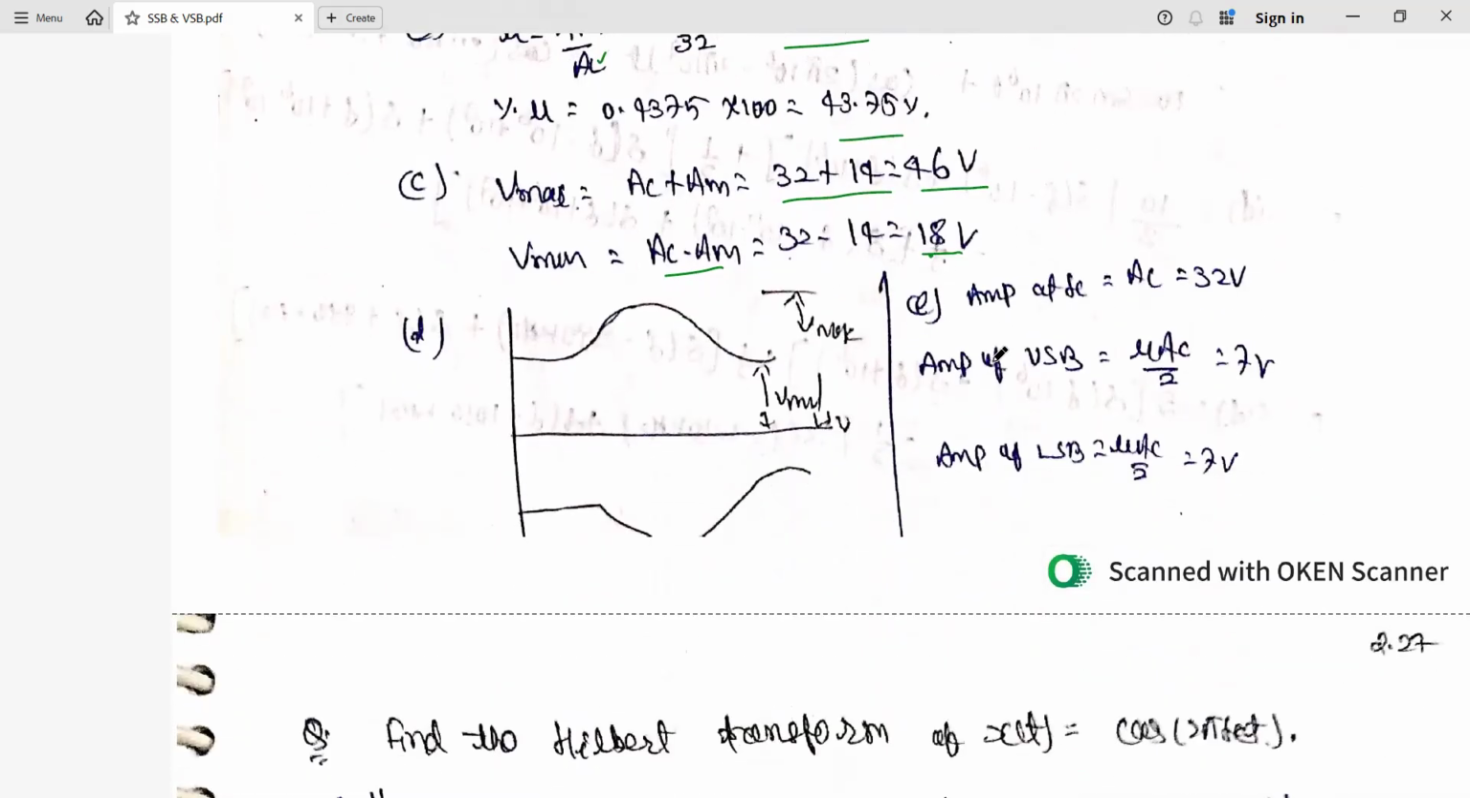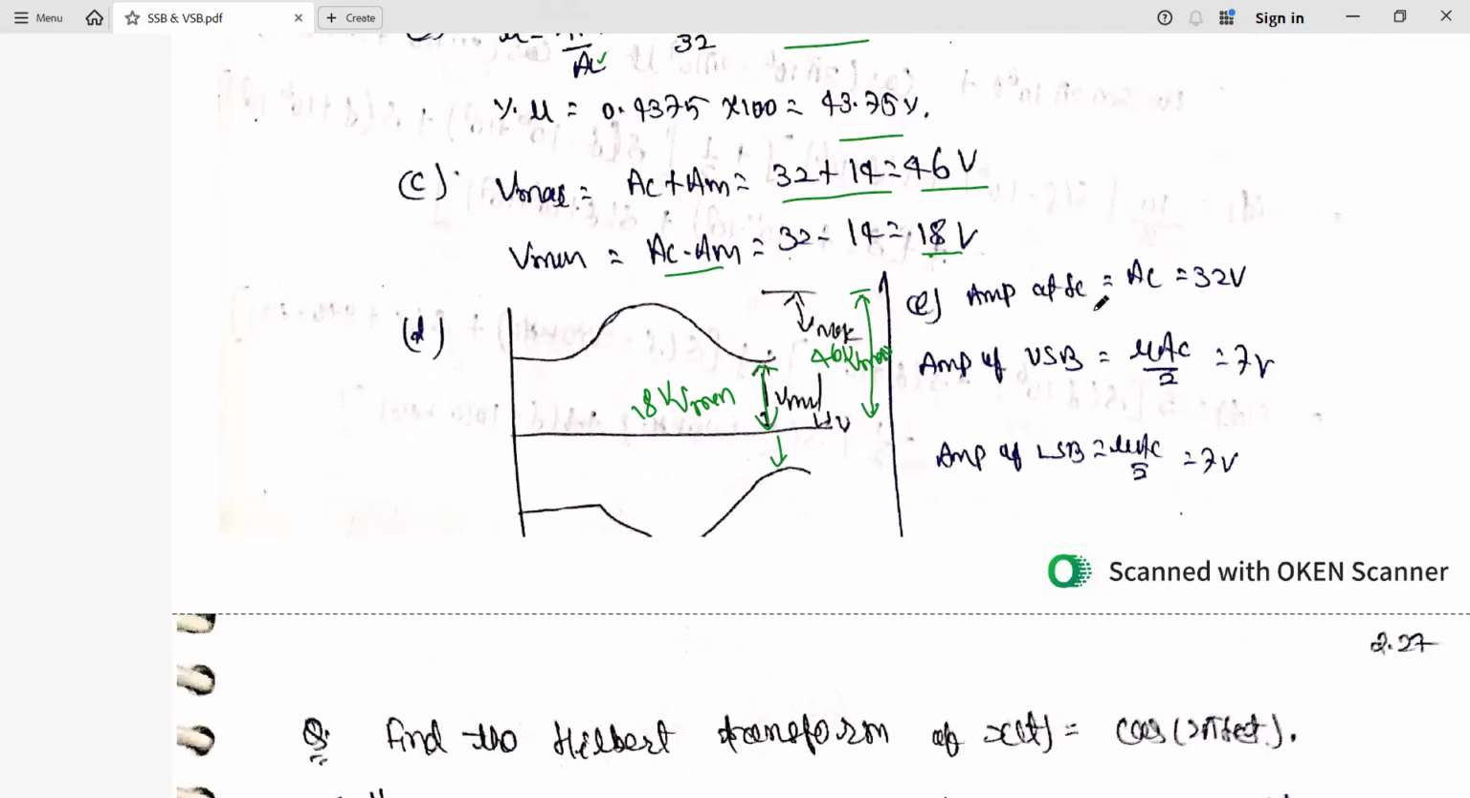And when we have the envelope, this is the structure of the envelope. So this is going to be the B minimum part, and this is the B maximum. From here to here, this is the B maximum. So B maximum, how much are we getting? 46 volt. B minimum, we are getting 18 volt. So the same thing is there on the opposite side also.